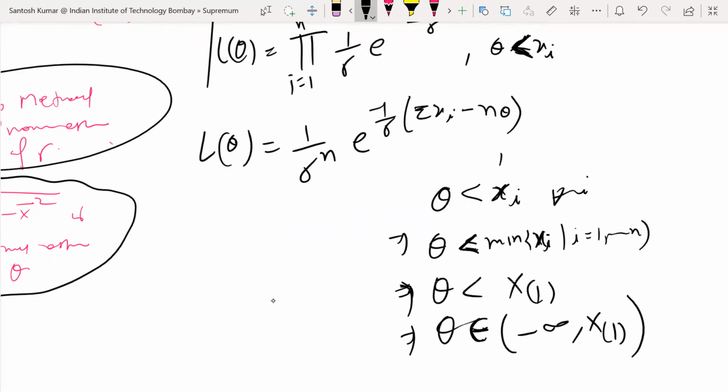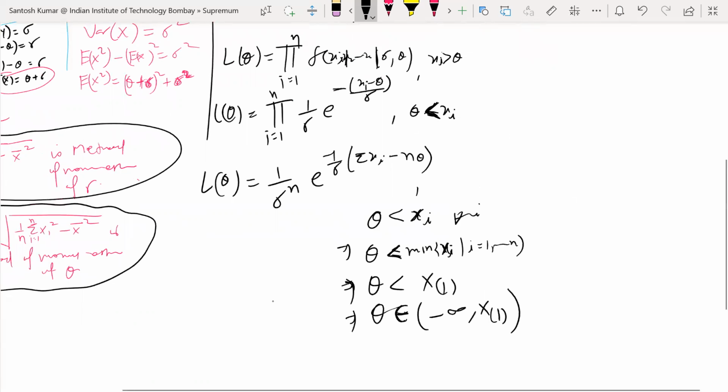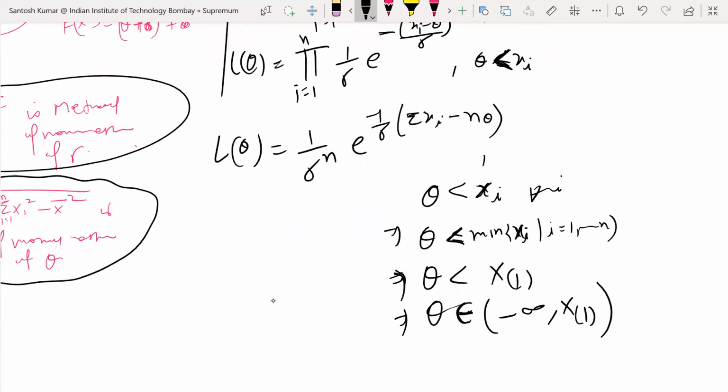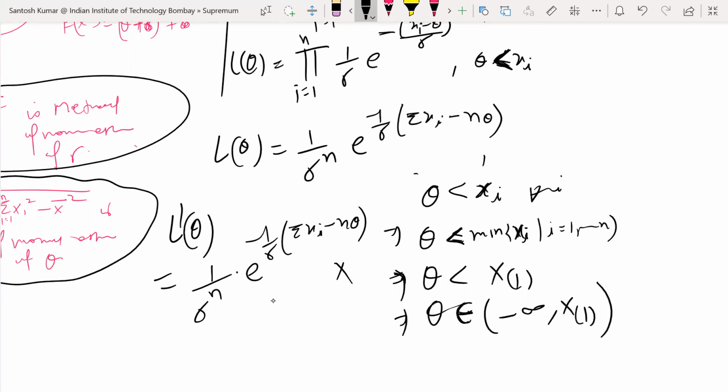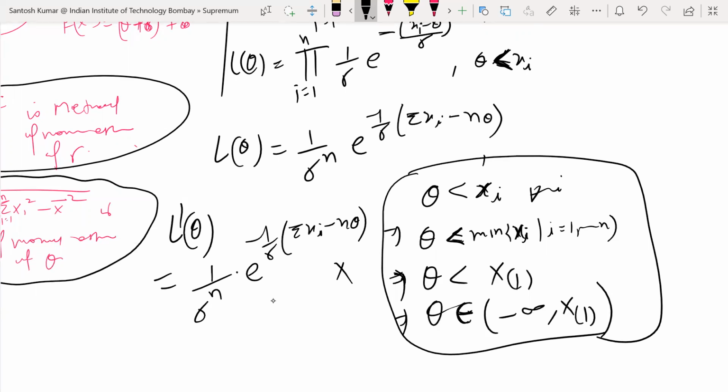Theta belongs to minus infinity to x1. This is the range for theta because we have a function for theta. So now what do we do? We find the derivative of the L function, the likelihood function, with respect to theta. So 1 upon sigma^n will be as it is, e raised to the power minus 1 by sigma summation xi minus n theta, as it is, into the derivative of the power. So when we take the derivative of the power, it's 1 upon sigma into minus theta.